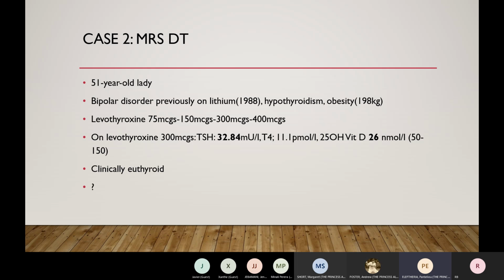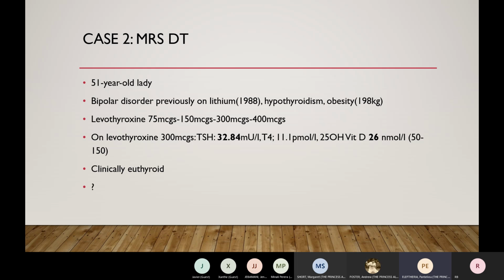Case number 2, she's Mrs. DT. She's 51 years old. She has a history of bipolar, previously treated with lithium. She's got a history of hyperthyroidism, possibly Hashimoto's. Obviously, lithium can have an intrinsic effect on thyroid function. This lady is also obese.